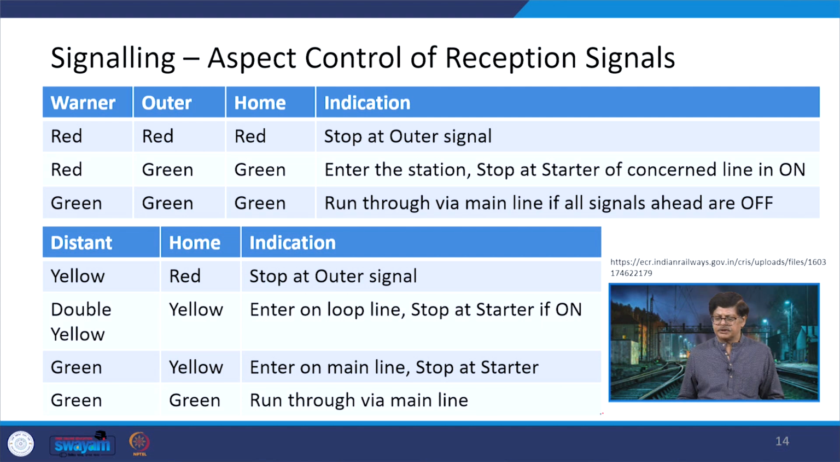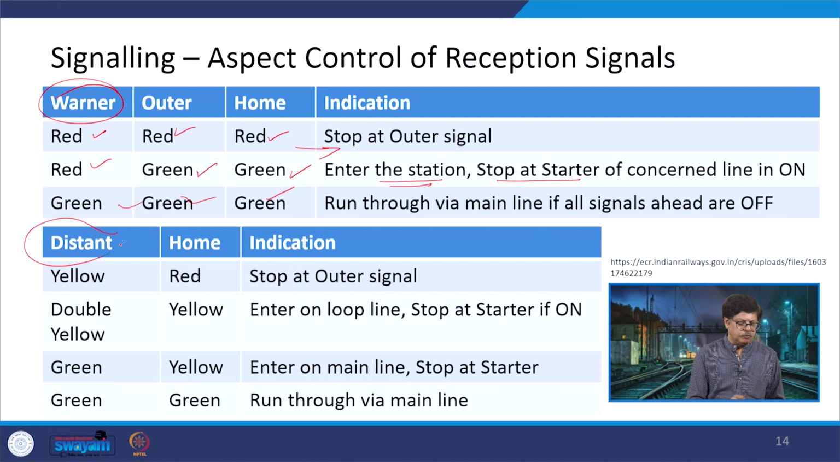So, here are certain aspect controls of the reception signals. This is being talked about for the warner along with the outer and the home signals. When the warner is red, outer is red and home is red, it means stop at the outer signal itself. When the warner is red but the outer is green and the home is green, it means you can enter the station and stop at the starter of the concerned line. Then if all are green, you run through via the main line if all signals ahead are in the off condition. That is already depicted by the green lights.